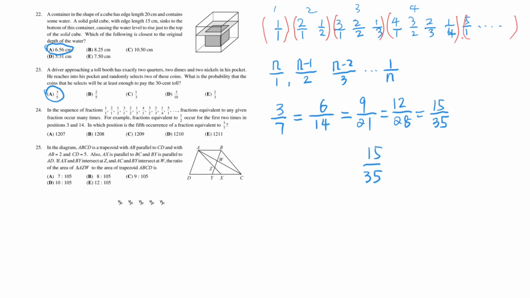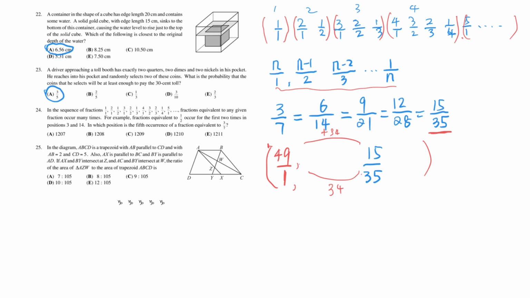The denominator is in increasing order. Look at the denominators from 1, 2, 3, 4. So the first one will be 1. 1 plus 34, that's 35. Going backward, this will minus 34, will plus 34. That will be 49. So the 15 over 35, the last one equivalent to 3 over 7, is on the 49th side. So that's the 49th side.